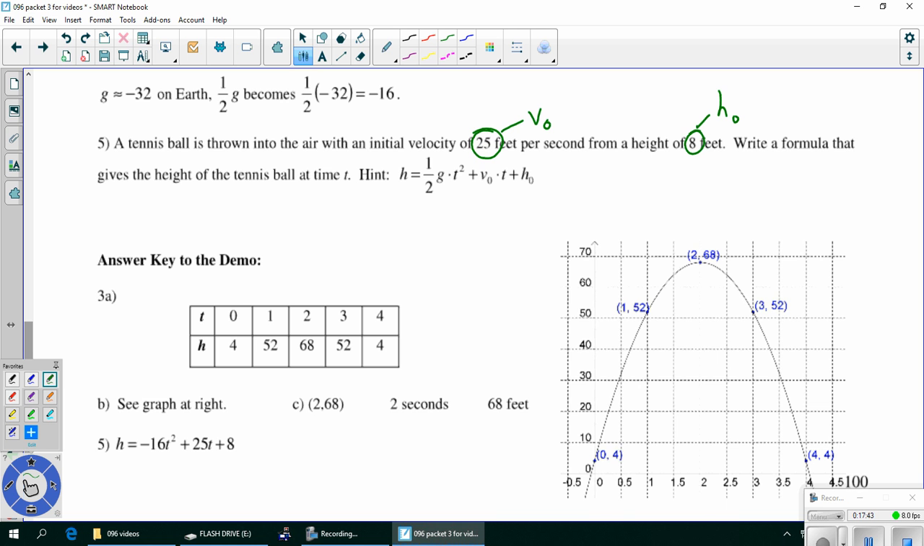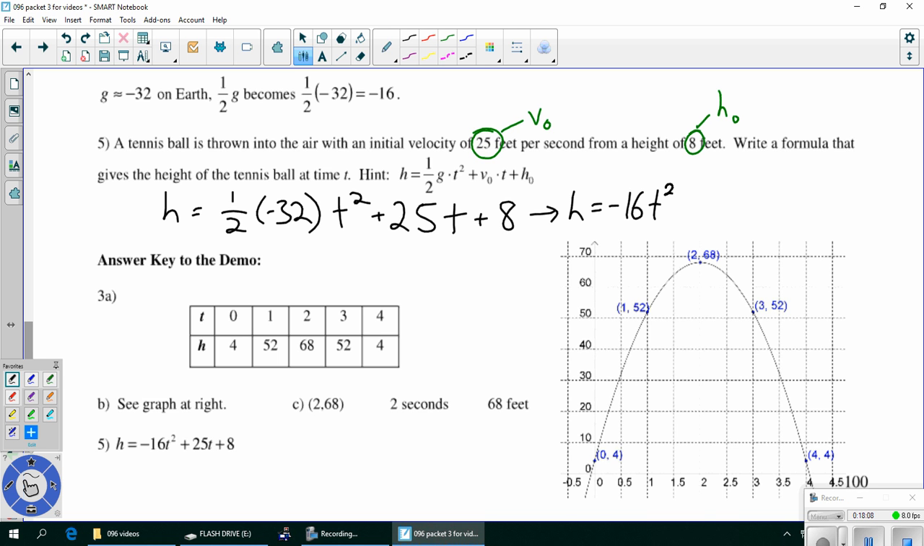And then I think we get to just copy the formula. Here it goes. H equals 1/2 g, on Earth g is negative 32, times t squared. That's just copied. All the t's are just copied. Plus initial velocity, we said that was 25, times the t, plus the initial height, that's 8. The last thing we need to do is just multiply the half by the negative 32. Not at all surprised to again get that negative 16. And that right there is our formula, which tells us the height of this particular tennis ball at any moment in time after we throw it.